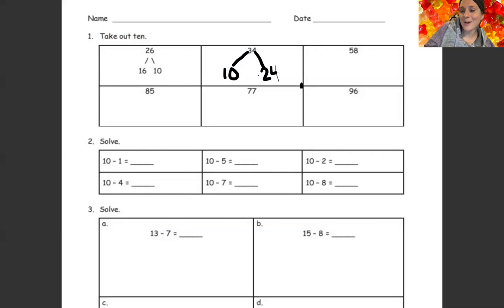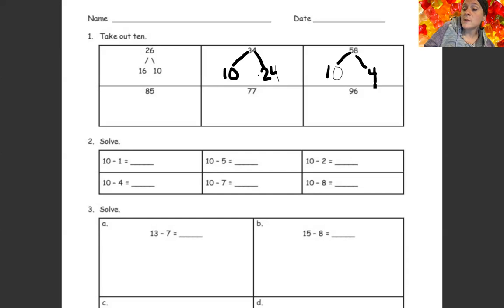Very good. Okay, so 10 plus 24 equals 34. Now we have the number 58. We're going to take out a 10. How many 10s are in 58? There are 5. We took 1 out, so now there are only 4 10s. Right, there are 4 10s.